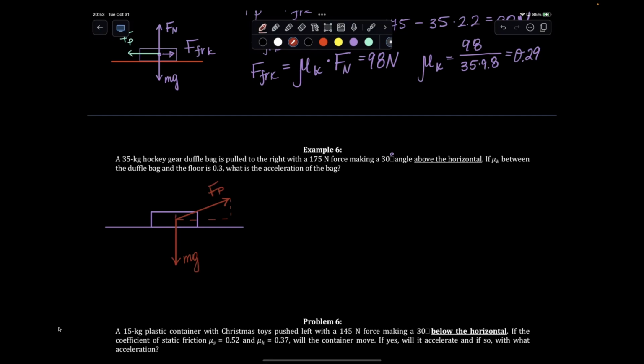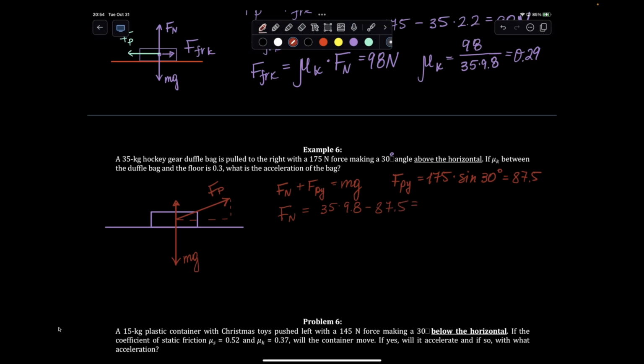And remember, normal is now less than gravity, because force normal plus Fpy should be equal to mg. Now Fpy I can find as 175 times sine of 30. Sine of 30 is 1/2, so that's my Fpy. Then force normal from there is going to be 35 times 9.8, which is force of gravity, subtract 87.5 from it.